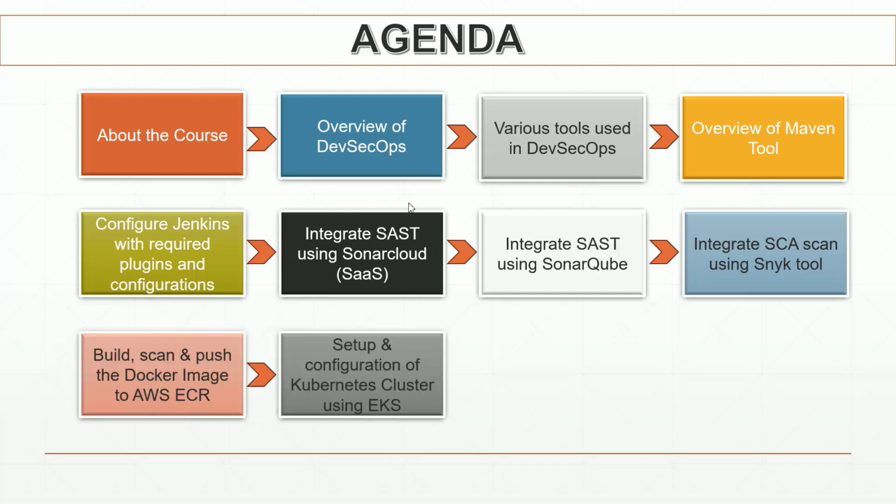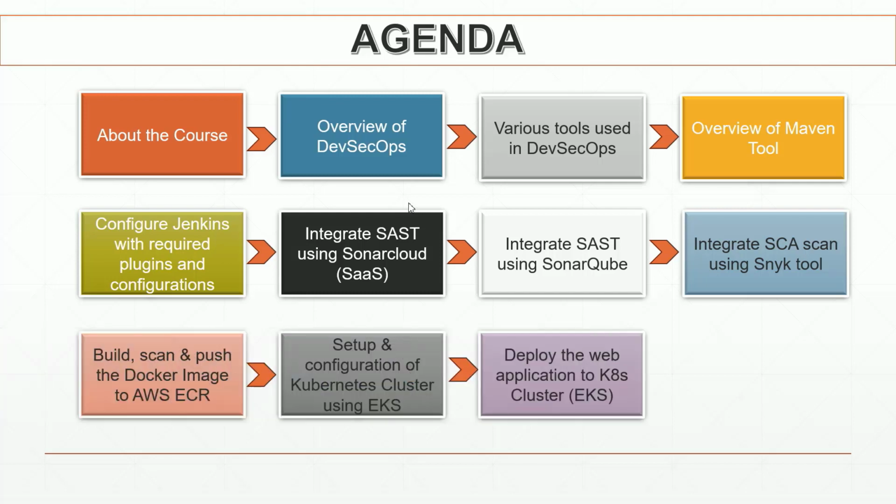The next is we will be doing the setup and configuration of a Kubernetes cluster using the EKS service of AWS. That's very important because we have our application in the form of a Docker image which is available on AWS ECR. Now we want to execute or start our application. For that we need one environment. So here we will create a Kubernetes cluster environment where we are going to deploy our application.